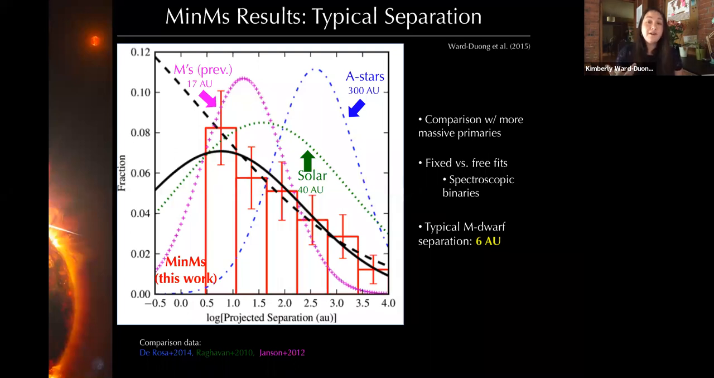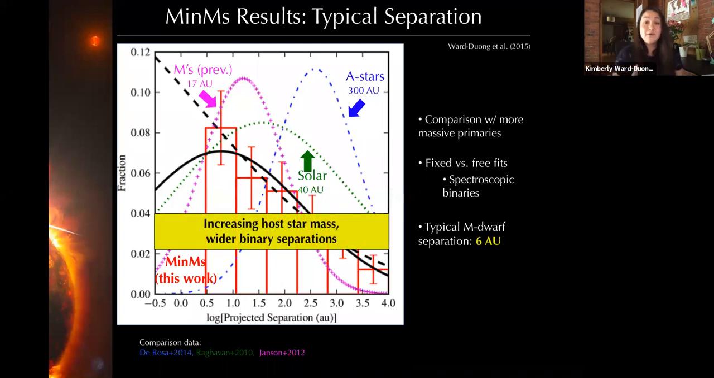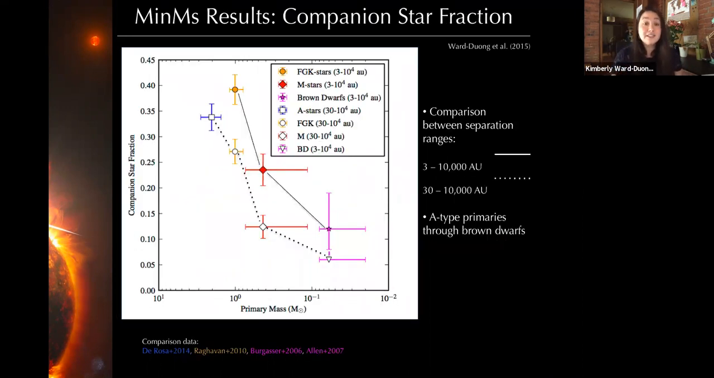And that has really important implications for what you think might be happening for planetary systems. We know Jupiter is at 5 AU, we're at 1. Having a binary at that separation is probably going to have some dramatic impact on your planetary system. So the takeaway idea here is that as you go to higher and higher mass host stars, the binaries become wider and wider.